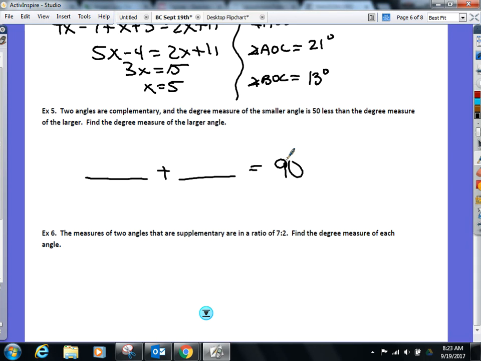And the degree measure of the smaller angle is 50 less than the degree measure of the larger. Okay? Usually in all these problems, we're going to have to call the first angle X, and then build off that. All right, so we're going to call one of the angles X.